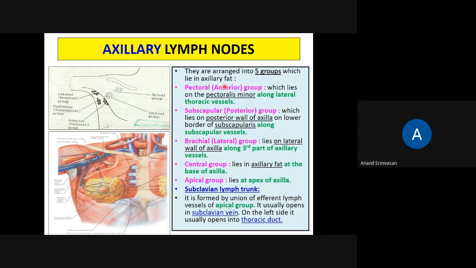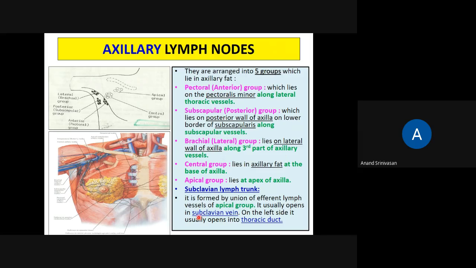So these are the axillary groups of lymph nodes: pectoral or anterior group, posterior or subscapular group, lateral or brachial group, central group, apical group, and a medial group which is not mentioned. All of this goes into the subclavian lymphatic trunk. On the right side it opens into the subclavian vein, and on the left side it opens into the thoracic duct.